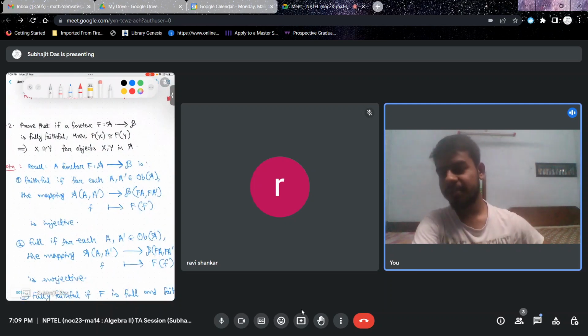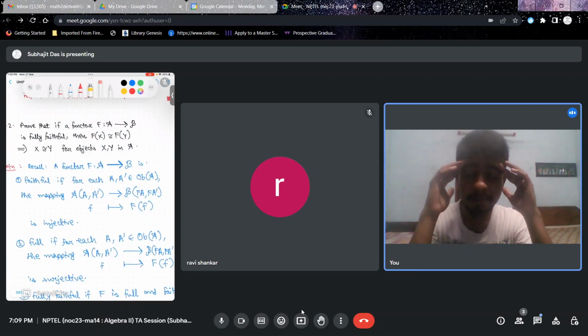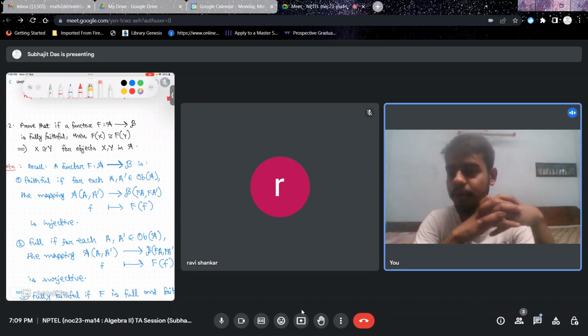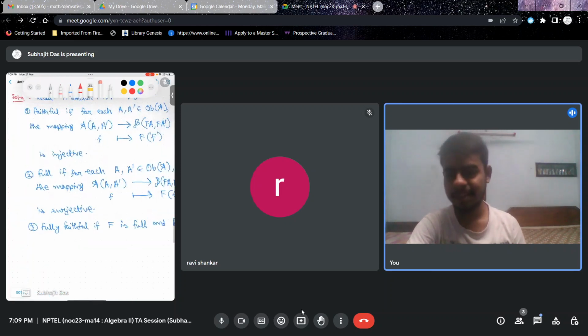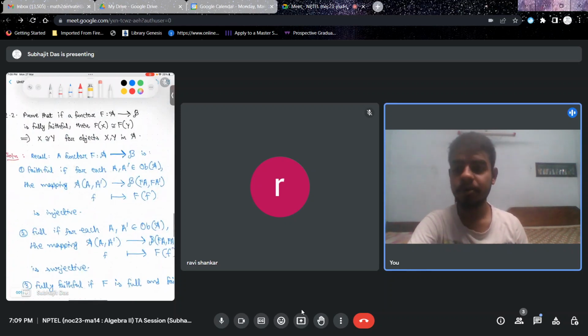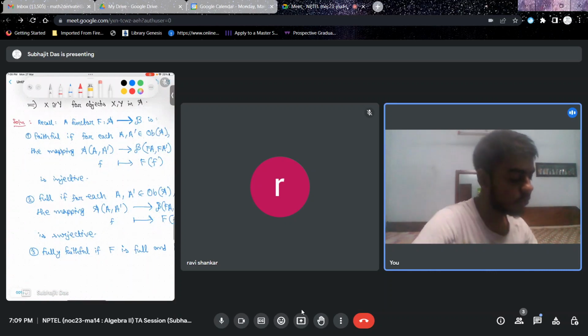So this problem is very easy, even though I spoke a lot here, but this is very easy if you have understood the definitions properly. It says that a fully faithful functor reflects isomorphisms. It is asking to prove something weaker, but we will in fact prove that it reflects isomorphisms.